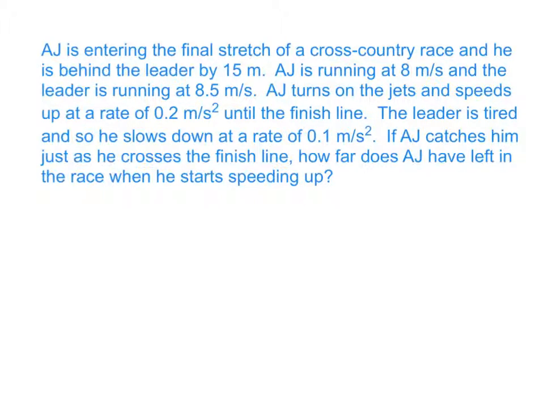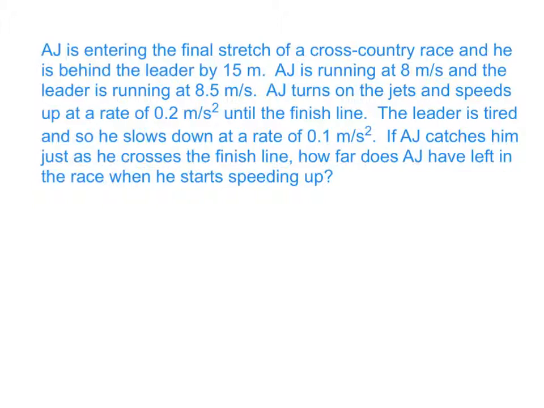Here is another example. AJ is entering the final stretch of a cross-country race, and he is behind the leader by 15 meters. AJ is running at 8 meters per second, and the leader is running at 8.5 meters per second. AJ turns on the jets and speeds up at a rate of 0.2 meters per second squared until the finish line. The leader is tired, and so he slows down at a rate of 0.1 meter per second squared.